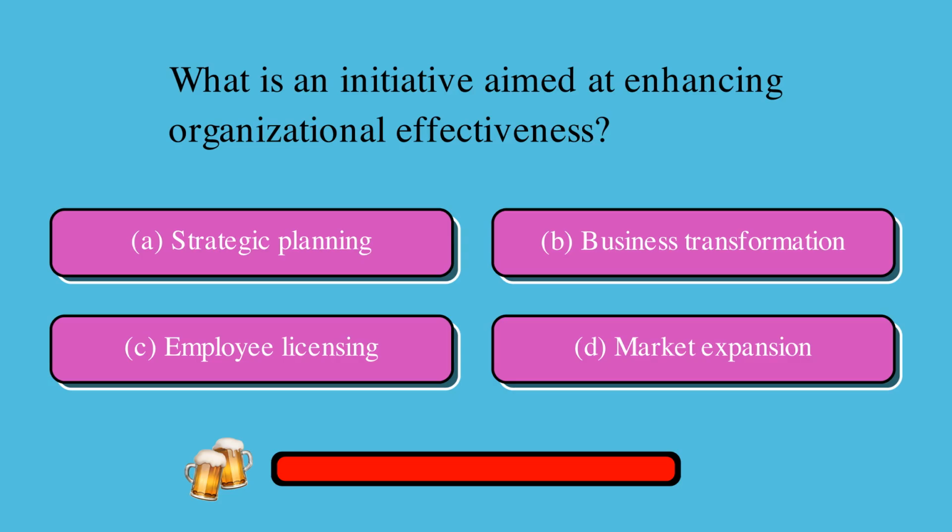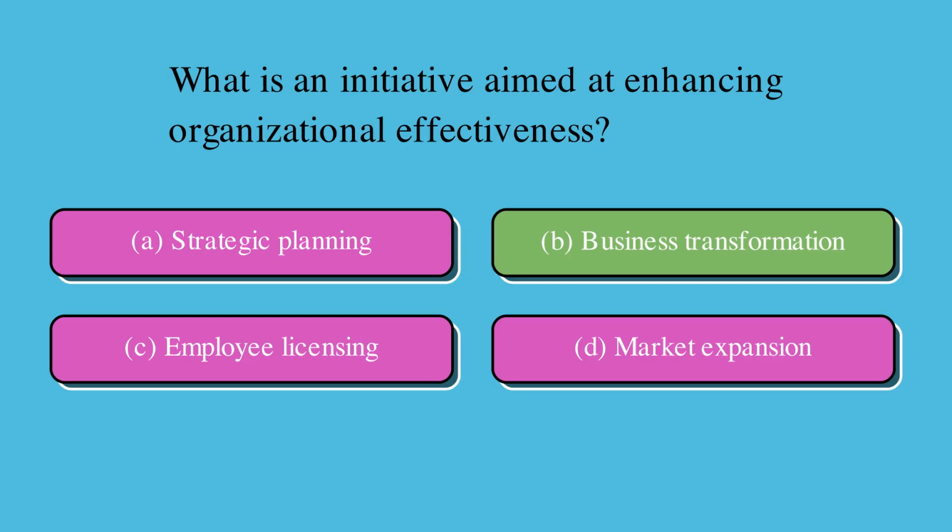What is an initiative aimed at enhancing organizational effectiveness? Is it A, strategic planning, B, business transformation, C, employee licensing, or D, market expansion? The correct answer is B, business transformation.